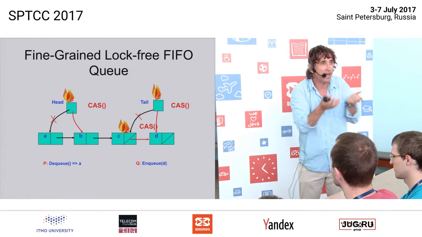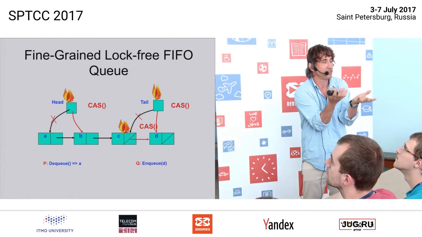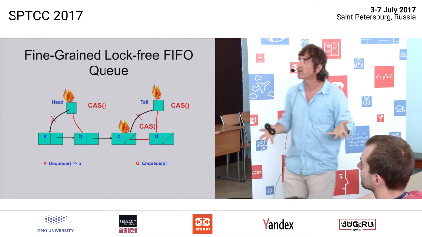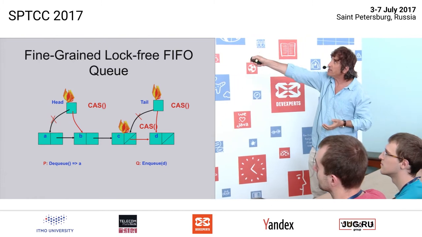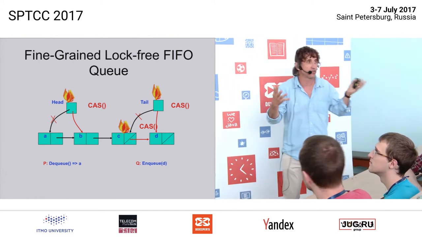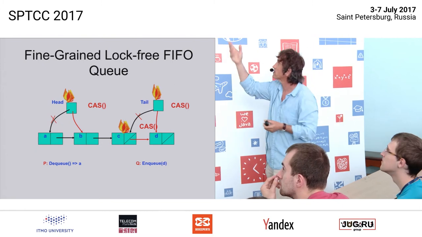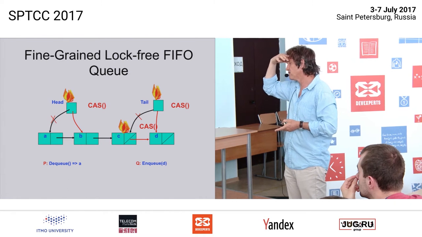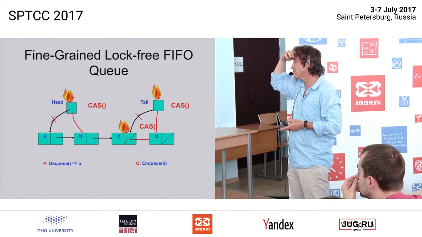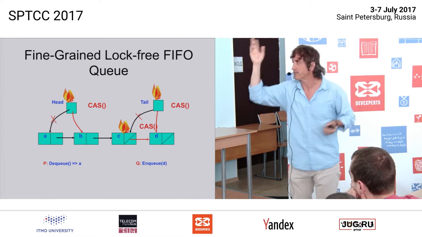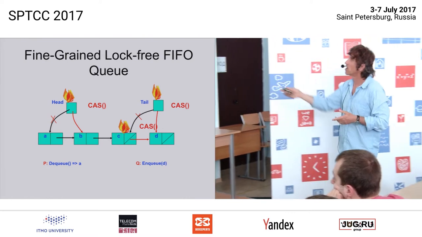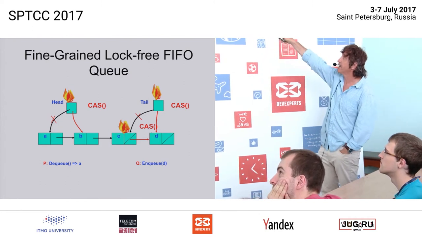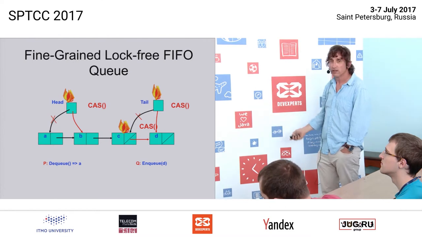So how does this flat combining thing, this client-server model, take me to a new place? What is the miracle that happens here, okay? So imagine I implement a fine-grained queue. This is the Michael and Scott queue. So I have compare and swaps on the head, compare and swaps on the tail, you know, not easy, okay?